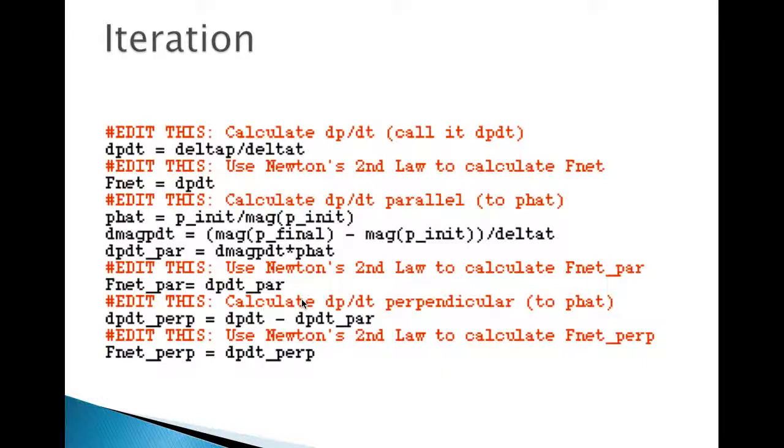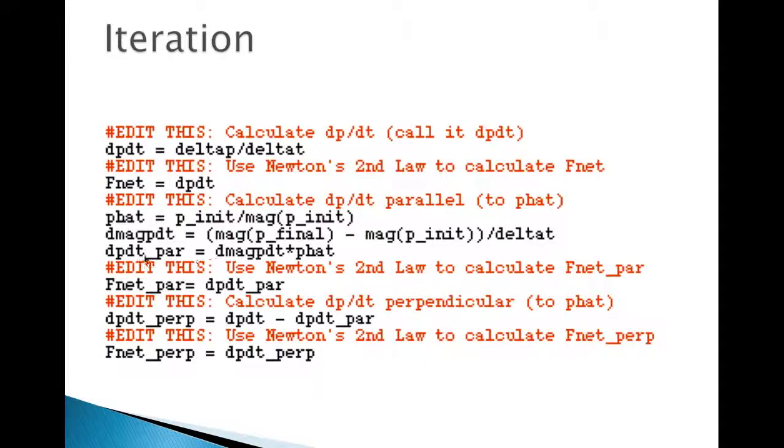So in the iterative loop, dp dt is equal to the change in momentum divided by the time step, and then the net force is defined to be this as well. And then the unit vector of momentum is equal to the vector of the initial momentum divided by the magnitude of the initial momentum. And then the magnitude of the change in momentum over the change in time is equal to the magnitude of the final momentum minus the magnitude of the initial momentum, divided by the time step.